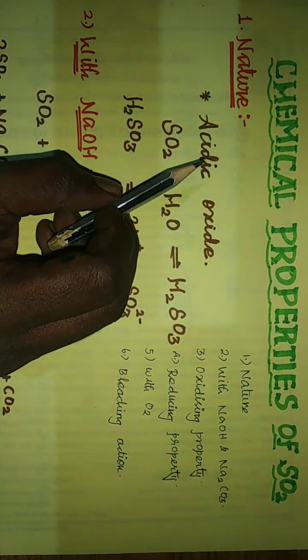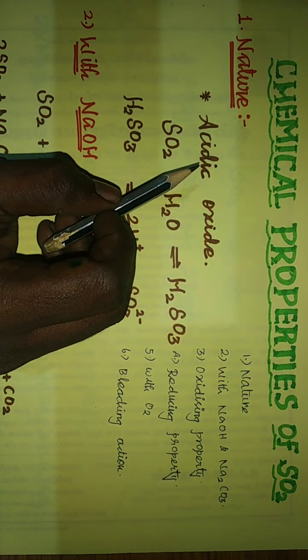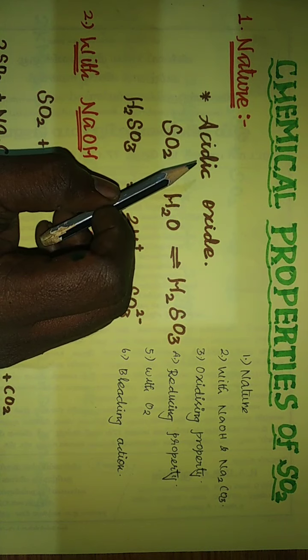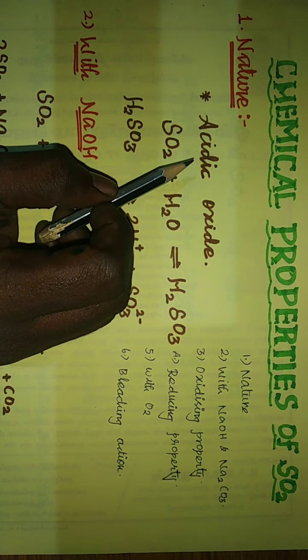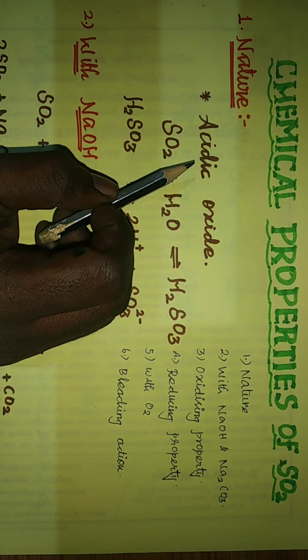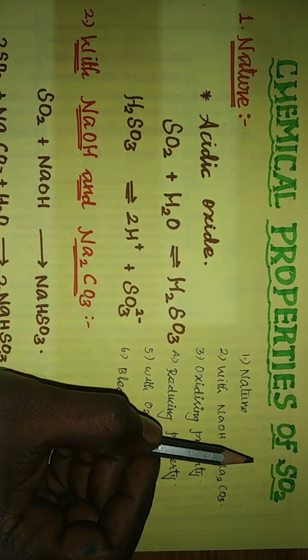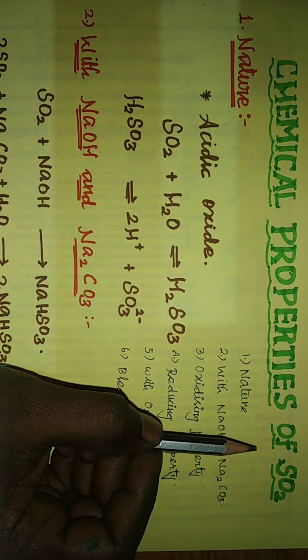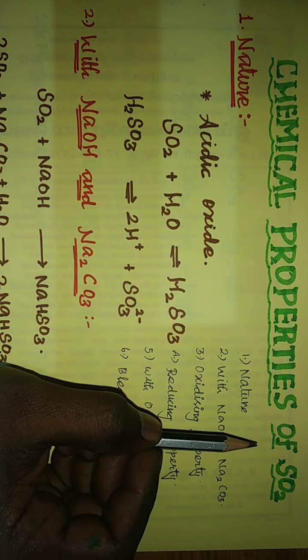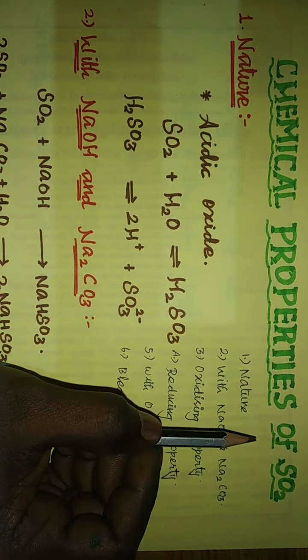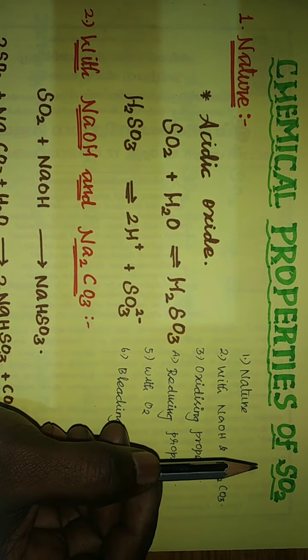Hello students, in 12th standard chemistry, lesson number 3, the P block elements, we have been discussing many things, and now in this video we are going to discuss the chemical properties of sulfur dioxide. My dear students, we have already studied the preparation and physical properties of sulfur dioxide, and now it's the chemical properties of SO2, that is sulfur dioxide.